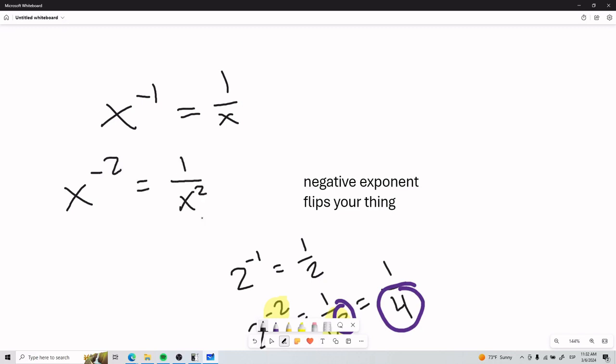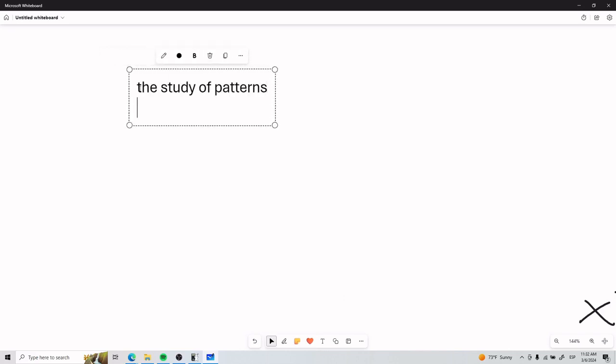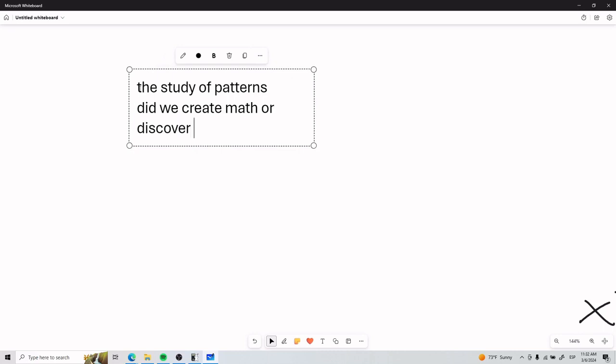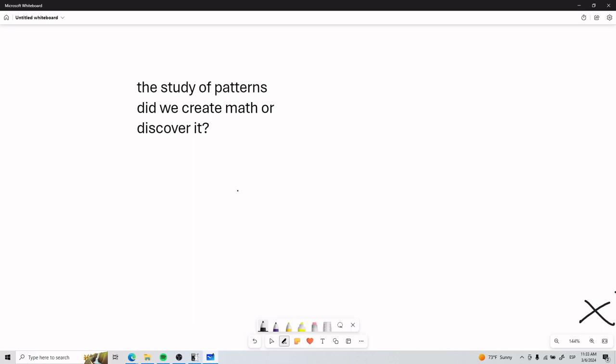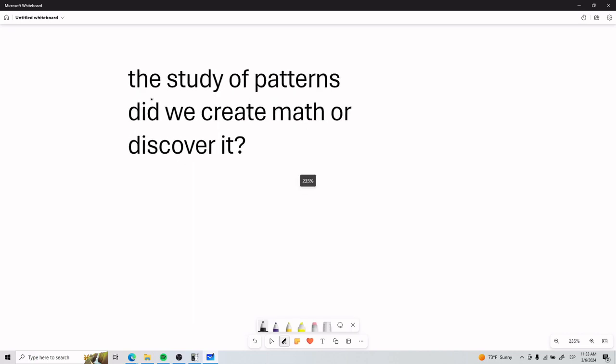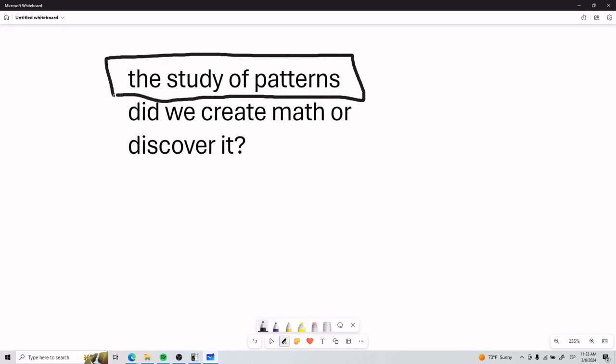And I know some of you might be thinking, okay, but why? Why does that happen? I never understood. Math is so confusing. Math is oftentimes also called the study of patterns. The big question is, did we create math or discover it? There are so many patterns in this world. Did we find a way to express it, or was it already there? I don't know, but that is a question for another day. For now, let's focus on the study of patterns.